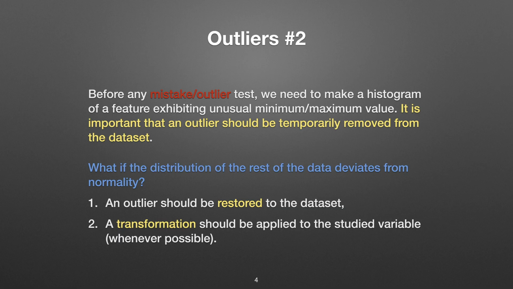Before performing any mistake or outlier test, we should first make a histogram of the feature showing an unusual minimum or maximum value, and importantly, the suspected outlier should be temporarily removed from the dataset before we inspect the remaining distribution. Then we ask a key question. What if the distribution of the remaining data still deviates from normality? In that case, the suspected point should be restored to the dataset, and a transformation should be applied to the variable whenever possible. So the outlier test is not the first move. The first move is stop, plot, think, and only then start removing things. A surprisingly good rule in both statistics and life.